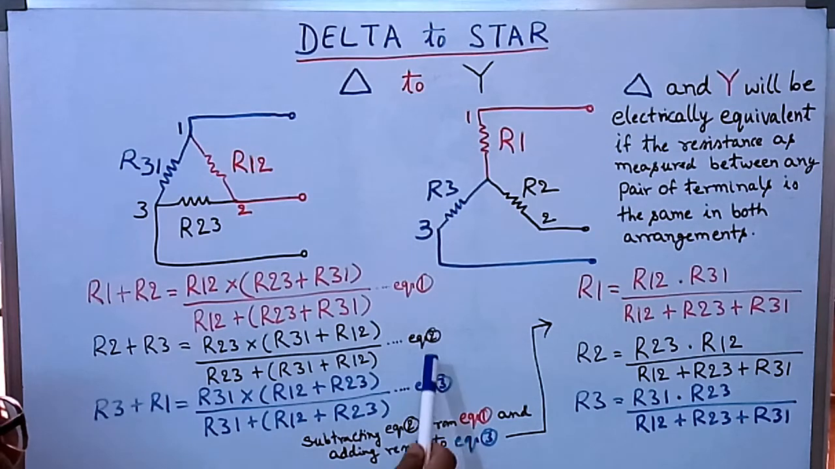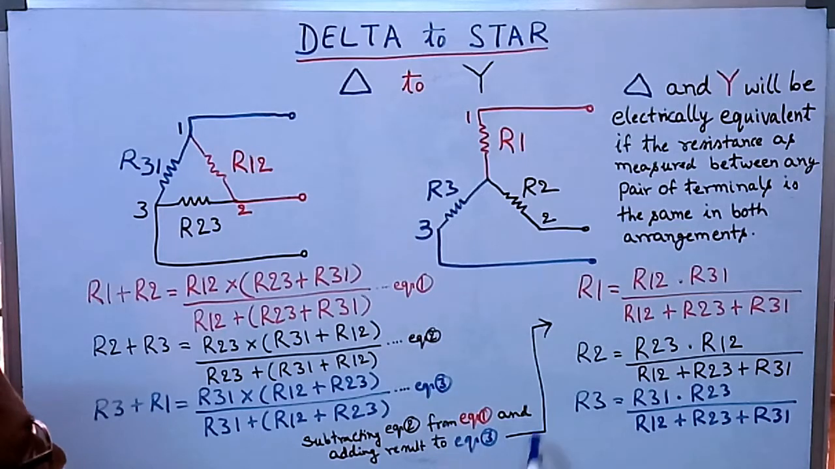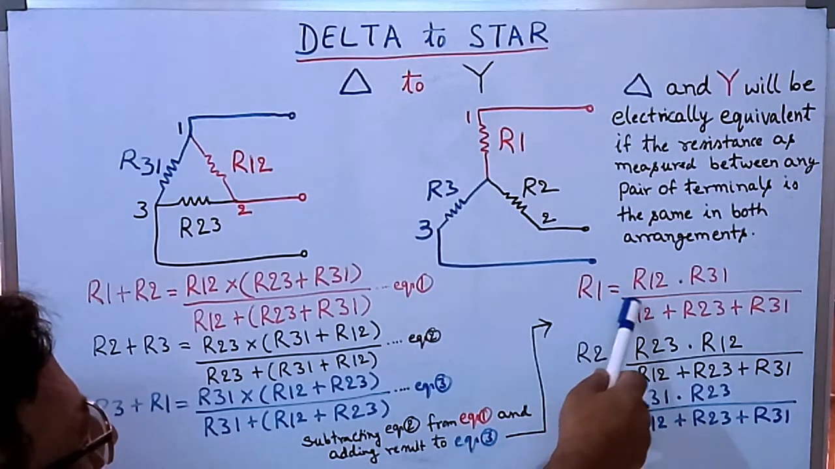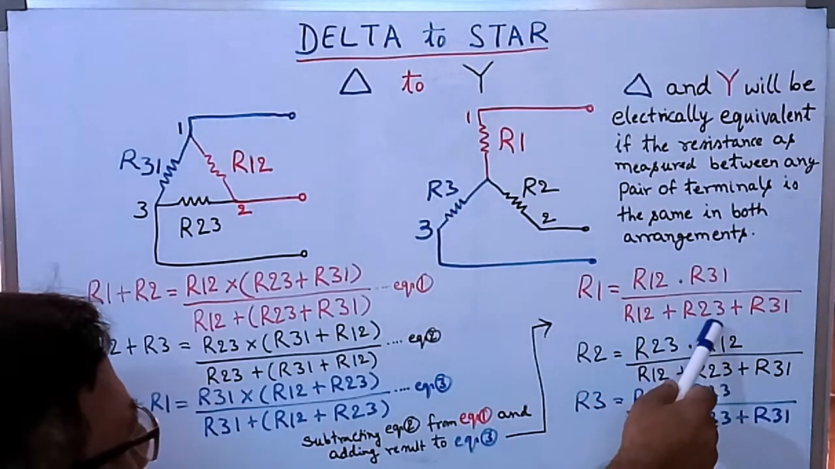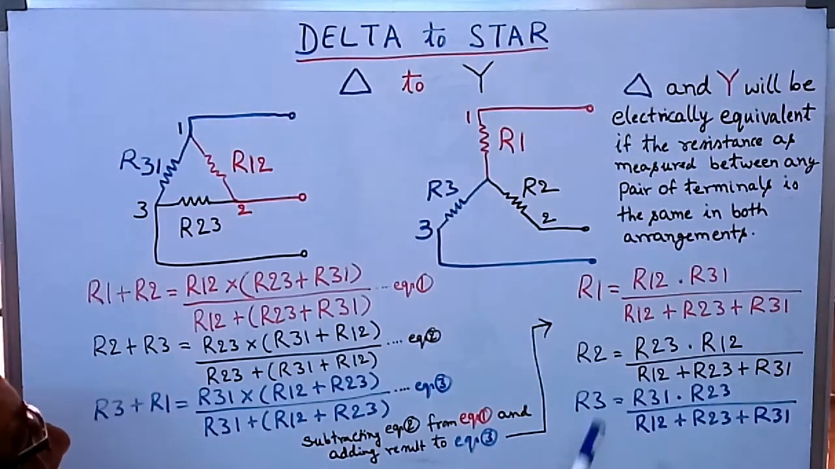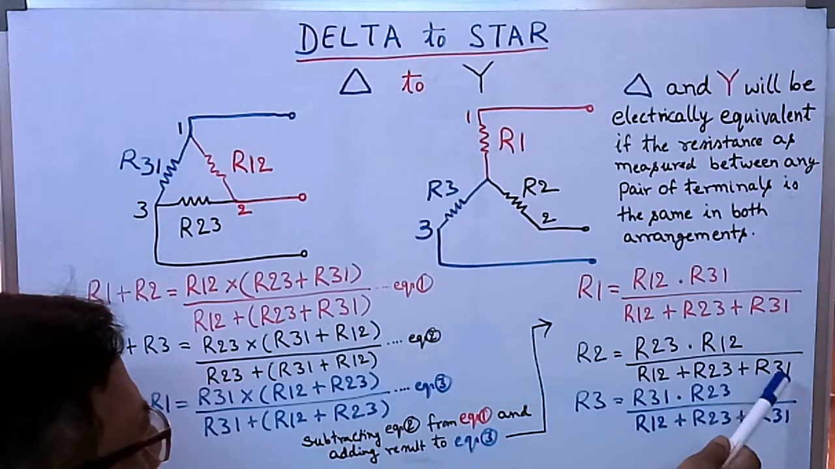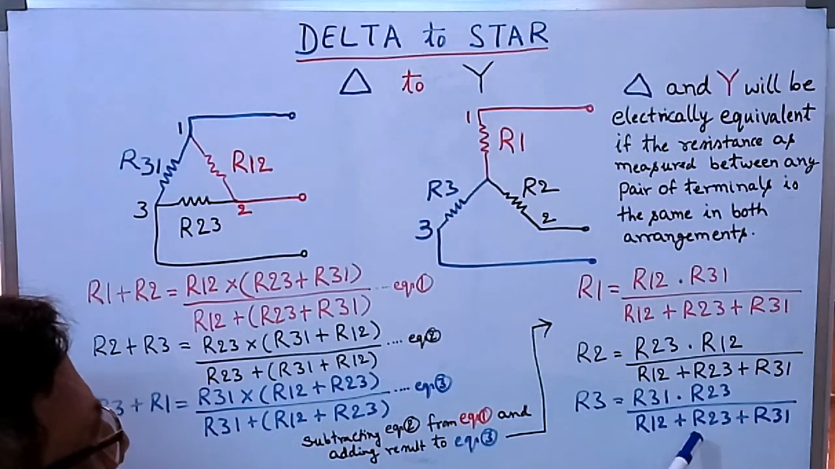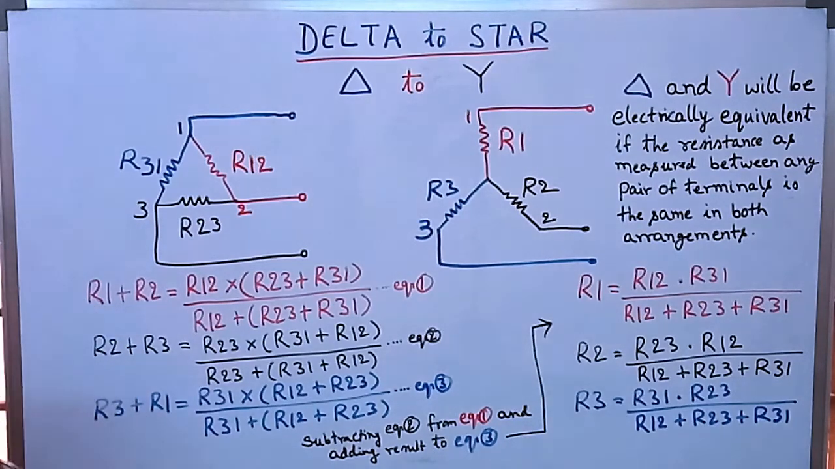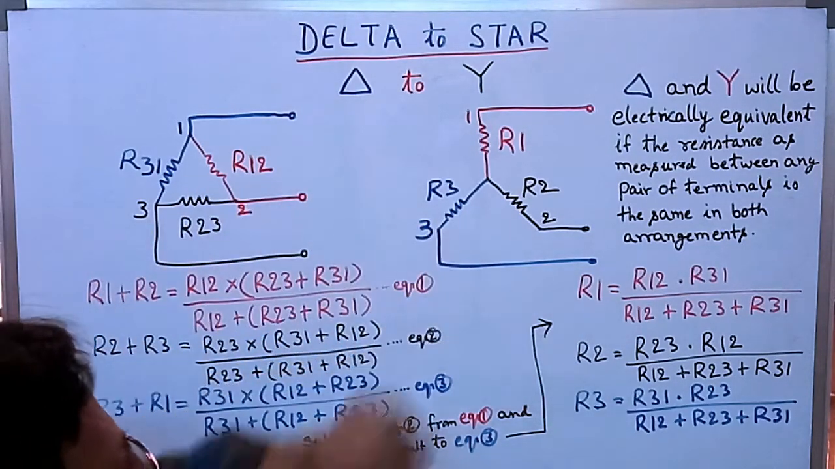Subtracting equation number 2 from equation number 1 and adding the result to equation number 3, we get R1 equal to R12 into R31 by R12 plus R23 plus R31, and R2 equal to R23 into R12 by R12 plus R23 plus R31, and R3 equal to R31 into R23 by R12 plus R23 plus R31. So this is how we can convert the delta connection to star connection.